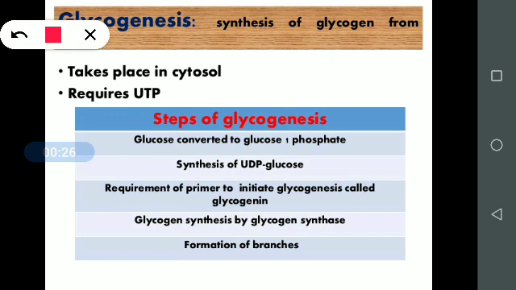Glucose is converted into glucose 1-phosphate. Synthesis of UDP glucose. Requirement of the primer to initiate glycogenesis, called glycogenin. Initiation of glycogenesis, then glycogen synthesis by glycogen synthase, and formation of the branches. These are the steps involved in glycogenesis.